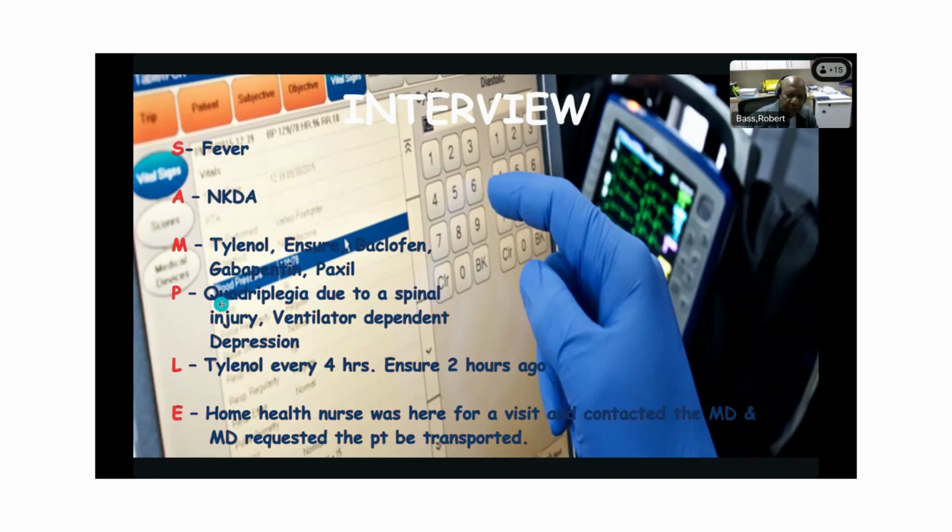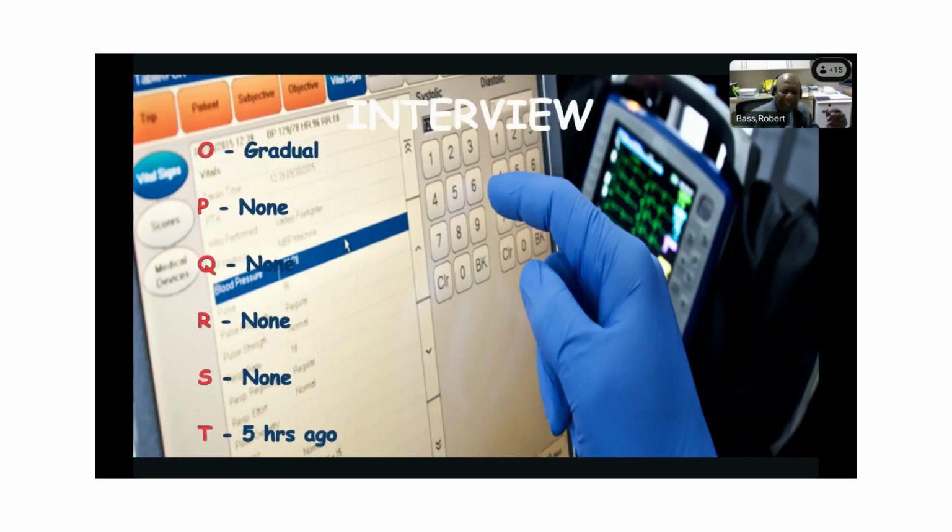He's got a history of quadriplegia. This is going to be due to a spinal injury. He's ventilator dependent, and he's got a history of depression as well. His last oral intake, Tylenol, she's been giving to him every 4 hours, and he had his Ensure 2 hours ago. The home health nurse came in for a visit, contacted the physician, and the physician requested the patient be transported. So easy transport, very easy transport. Moving deeper into our interview process, this was a gradual onset and it started about 5 hours ago.